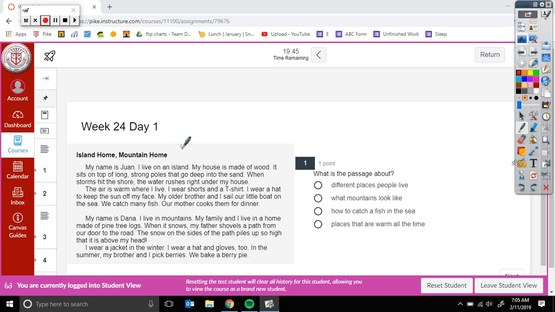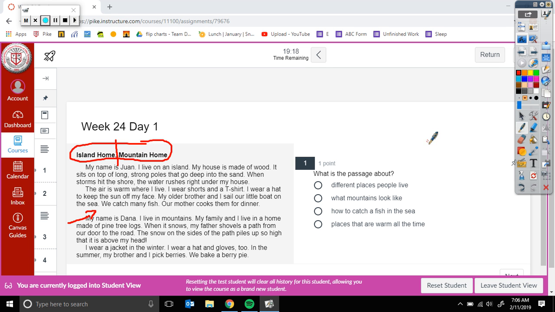Our first strategy is look at the title. Island home, mountain home. Huh, interesting. If you look, there's this little gap between these two paragraphs. So this is two, this is two. So you might think to yourself, well, this is two, so maybe we're talking about an island home and a mountain home.